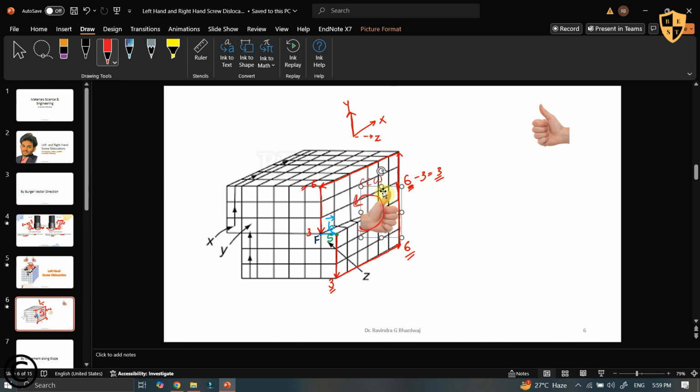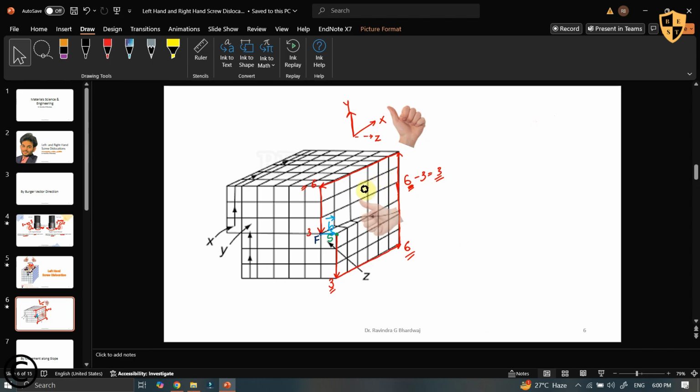If I rotate like this, the fingers are now in counterclockwise rotation. However, the direction of the thumb, you can see, is going inside. If I draw the direction of the Burgers vector with the thumb direction, it is like this. However, we are getting this, right? So what it means is that this is not a left hand dislocation, because the left hand is not fitting into this case.